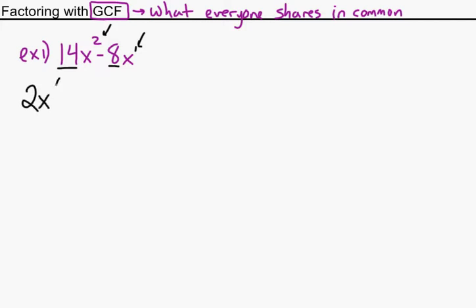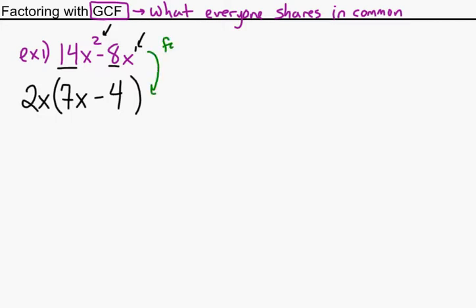So as I go to do this, I need to divide away the numbers and subtract off the exponents. So 14 divided by the 2 gives me a 7. I had 2 x's, I took 1 away, I'm left with 7x. Move on to the next piece. Negative 8 divided by 2 gives me a negative 4, and I had 1 x and I took it away, so I get my final answer as 2x out front and then the binomial 7x minus 4.